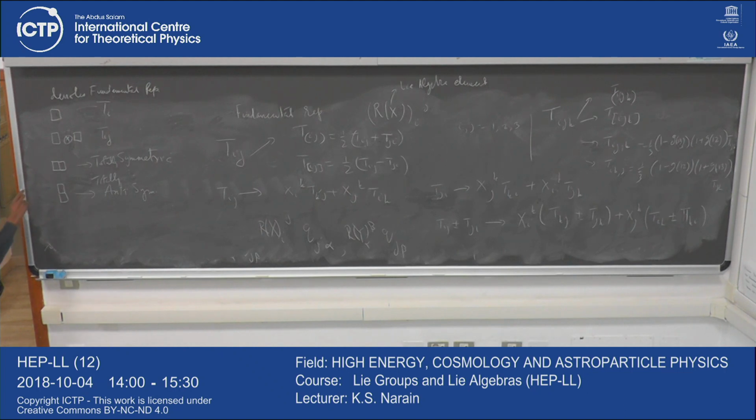So this one, you remember, for SU2, what happened? This was fundamental, spin half, with spin half. There should be a spin one and a spin zero, right? So this is the spin one, the symmetric part. And this is spin zero because this is totally anti-symmetric. With rank two, there is only one anti-symmetric tensor like that, epsilon ij, right?